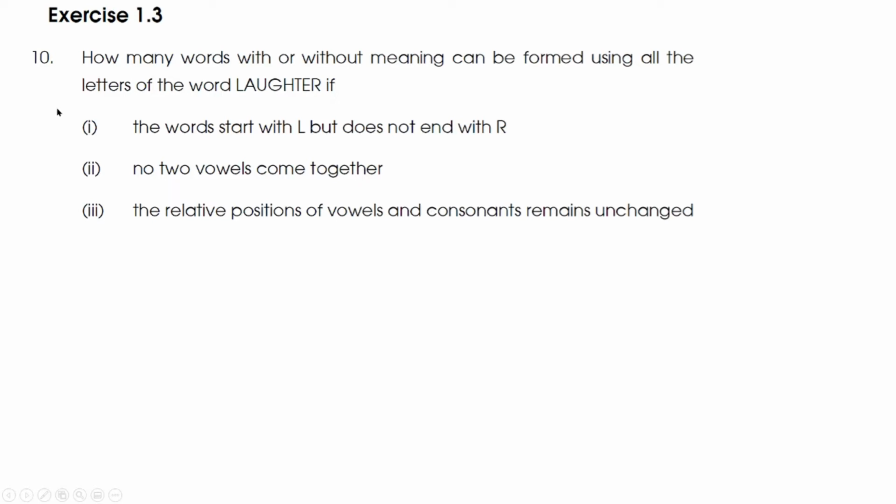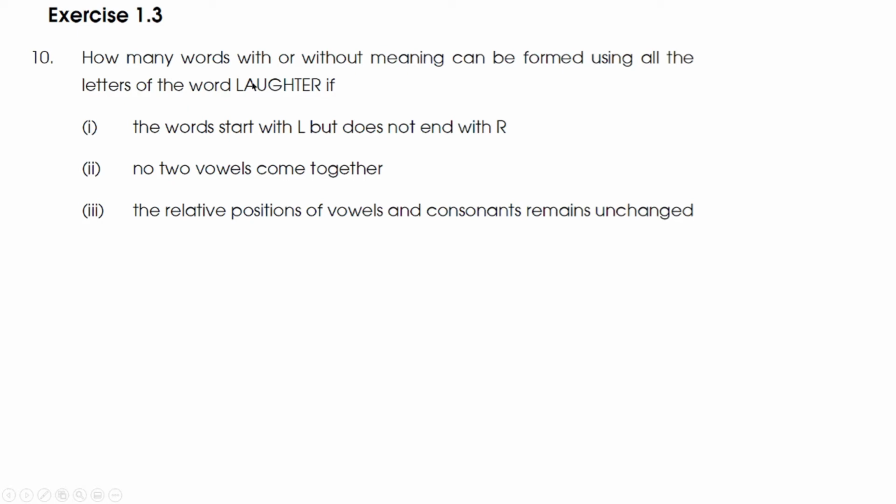Now continuing with exercise 1.3, the 10th question. How many words with or without meaning can be formed using all the letters of the word LAUGHTER if the words start with L but do not end with R, no two vowels come together, and the positions of vowels and consonants remain unchanged. So here we will solve each subdivision separately.